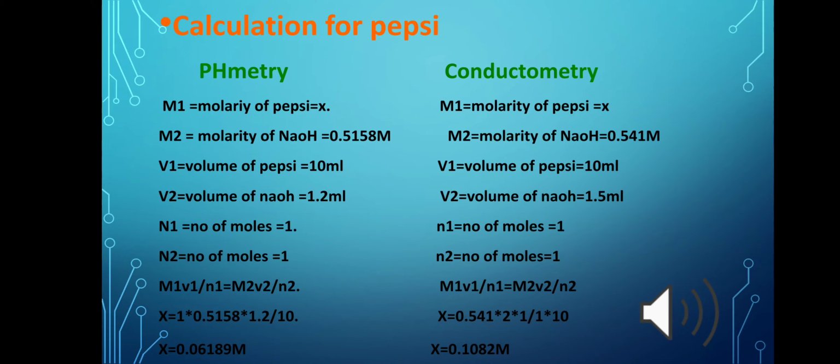Calculations for conductometry. M1, molarity of Pepsi, let it be XA. M2, molarity of NaOH, is equal to 0.541 molar. V1, volume of Pepsi, 10 ml. V2, volume of NaOH, equal to 1.5 ml. N1, number of moles of Pepsi, 1. N2, number of moles of NaOH, 1. By using the formula M1V1/N1 = M2V2/N2, we get the molarity of Pepsi as 0.1082 molar.